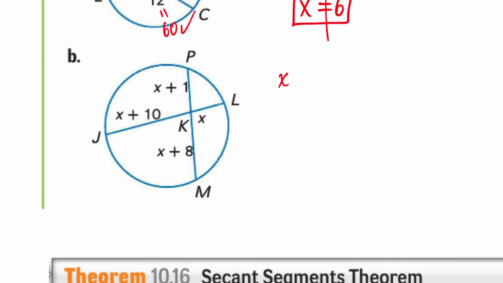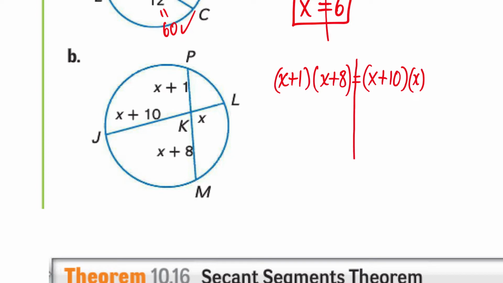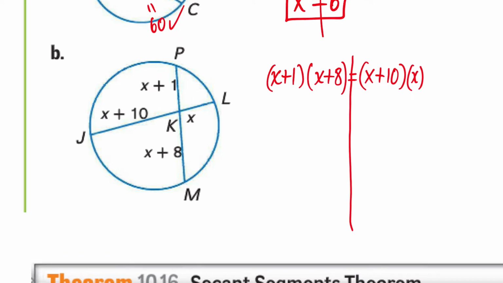All right, so x plus 1 times x plus 8 equals x plus 10 times x. And it doesn't matter what order. Like you said, you could have put x first and then the x plus 10 second. That would have been fine. And the same thing on the left-hand side, it could be x plus 8 times x plus 1. It doesn't matter.